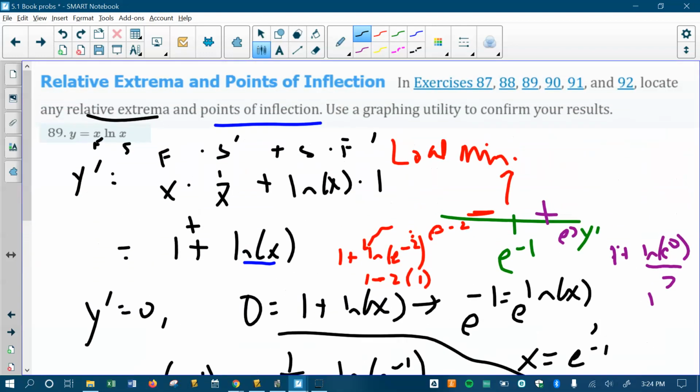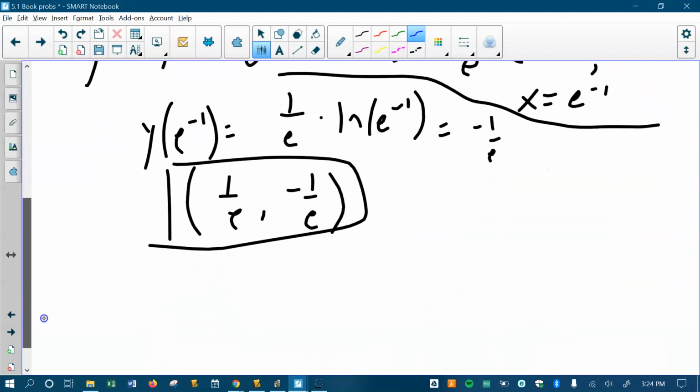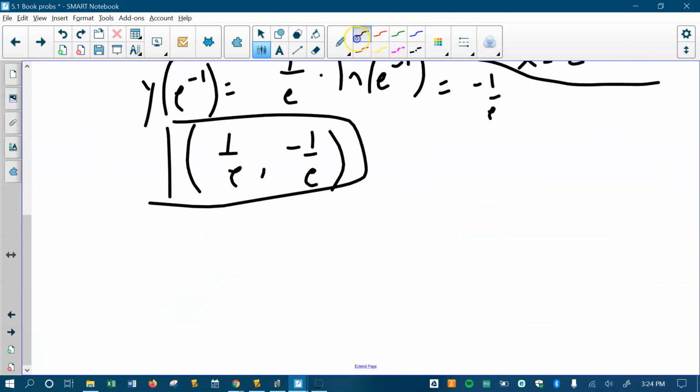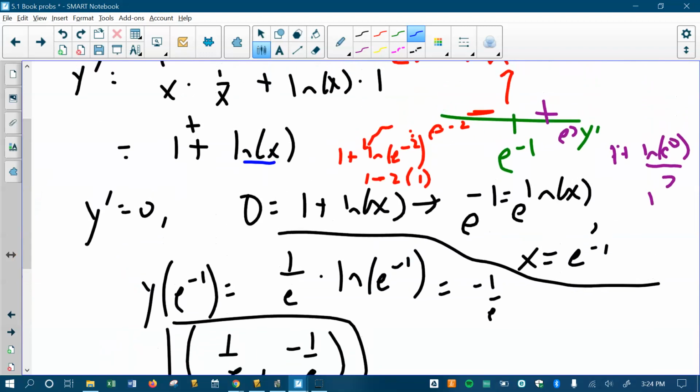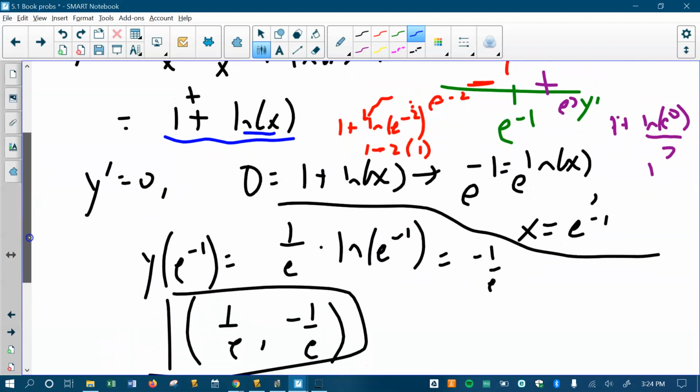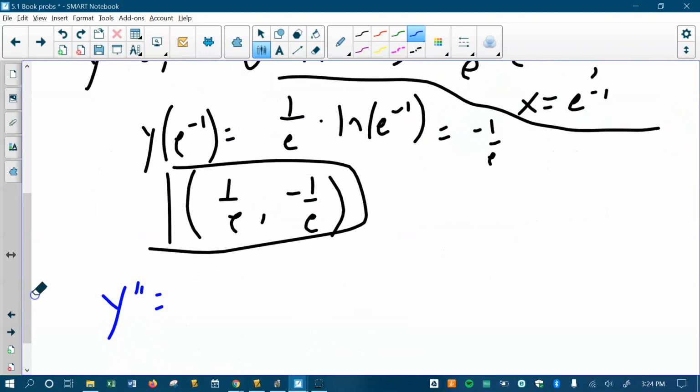I noted again that because of this ln of x, our domain is always positive numbers. That's going to come into effect when we look at points of inflection. So let's take y equals x ln x. Now y double prime is the second derivative, the derivative of the first derivative, and we had y prime equals 1 plus ln x.